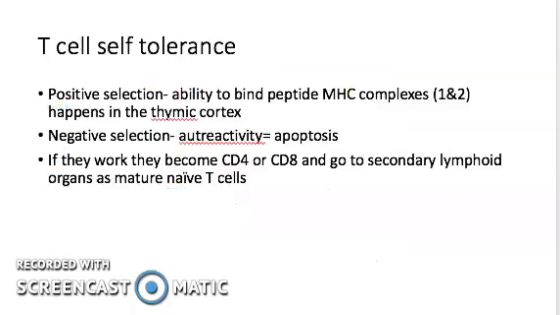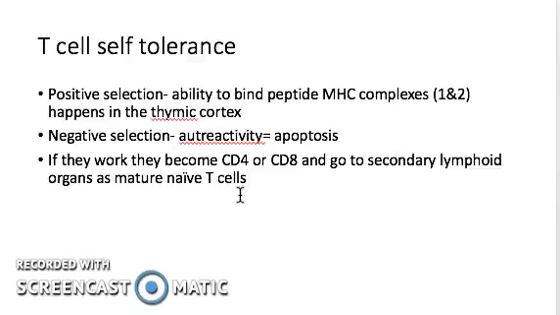So let's go into T cell tolerance. In positive selection and negative selection, we're mainly worried about negative selection, but the positive selection is important in the whole maturation of T cells. The positive selection is the ability of the T cell to bind the MHC peptide complexes, and that's going to be in the thymic cortex. It's going to be for MHC class 1 and class 2. If it goes through positive selection, it's able to recognize the peptide MHC complexes. Fine and dandy. Let's go to negative selection.